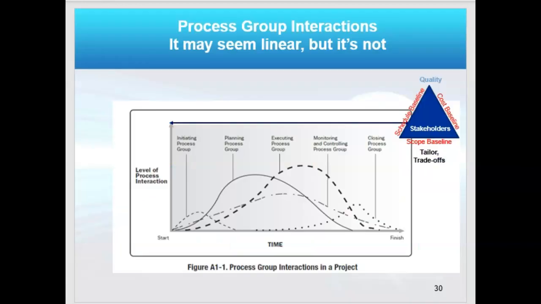I showed you earlier the slide from 2020. This is the current slide that shows how the process groups integrate together. This is also an excellent slide. And throughout this process, you will want to balance and make trade-offs to the iron triangle.